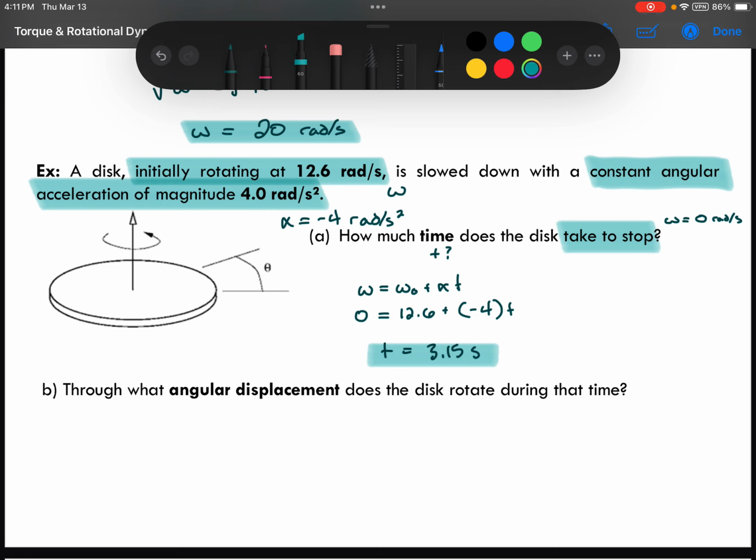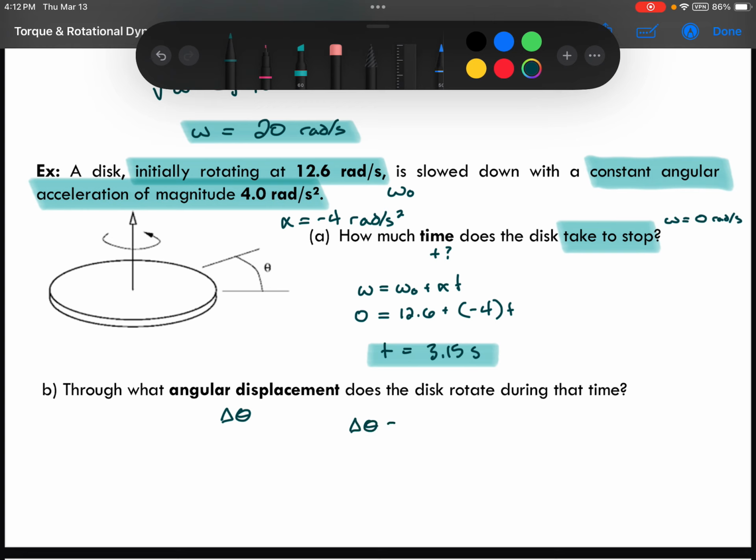All right, so everything we highlighted from before still applies. The initial, I should have written omega naught, sorry about that. Omega naught is 12.6 radians per second. The angular acceleration is -4. The final angular speed is 0. And now we know the time. So really, we could use any of our equations that have angular displacement delta theta in order to solve for this. I just chose to use the second one here.